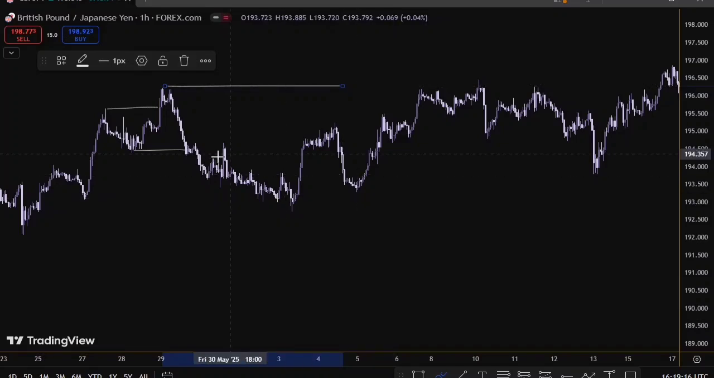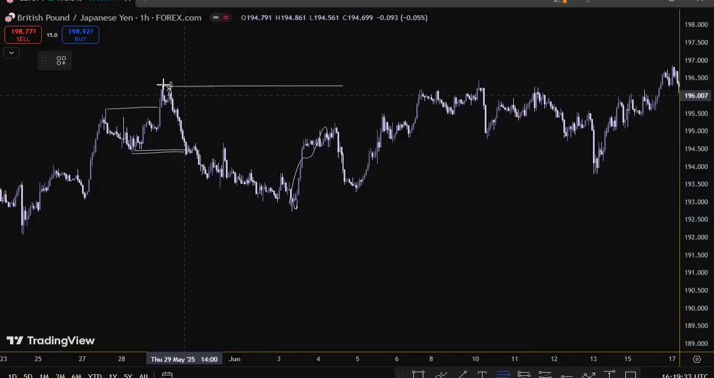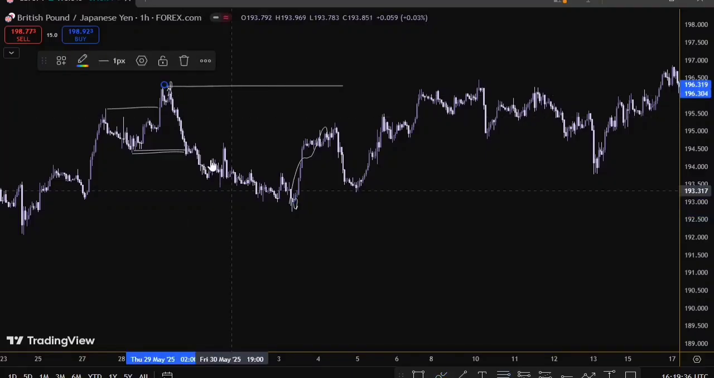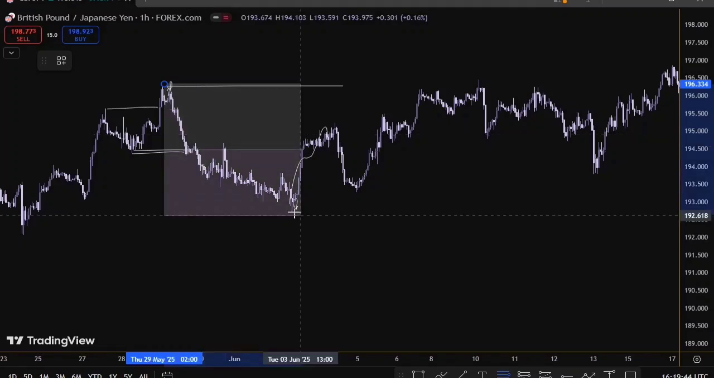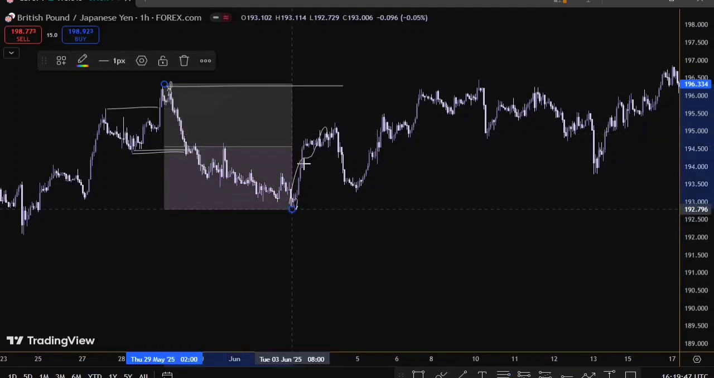Now from this point, after price broke structure, what do we want to see next? For a correction move to happen. So from any point that the correction move starts happening, we want to connect our Fibonacci in an uptrend from the swing low to the swing high, and in a downtrend from the swing high to the swing low that caused the reversal.